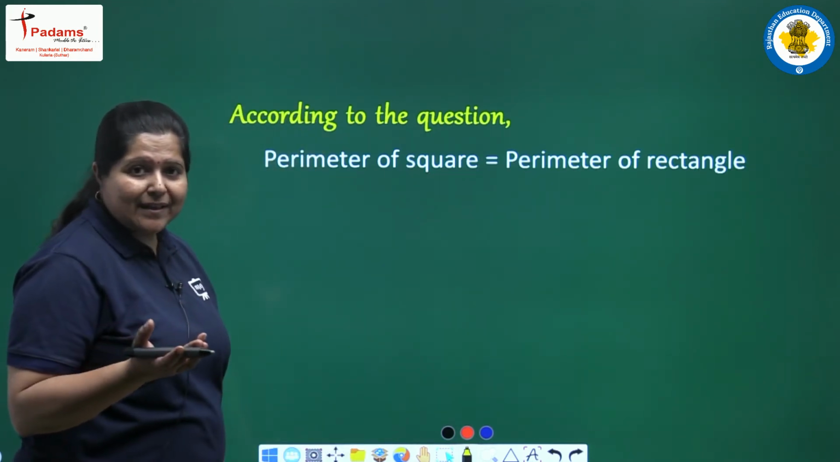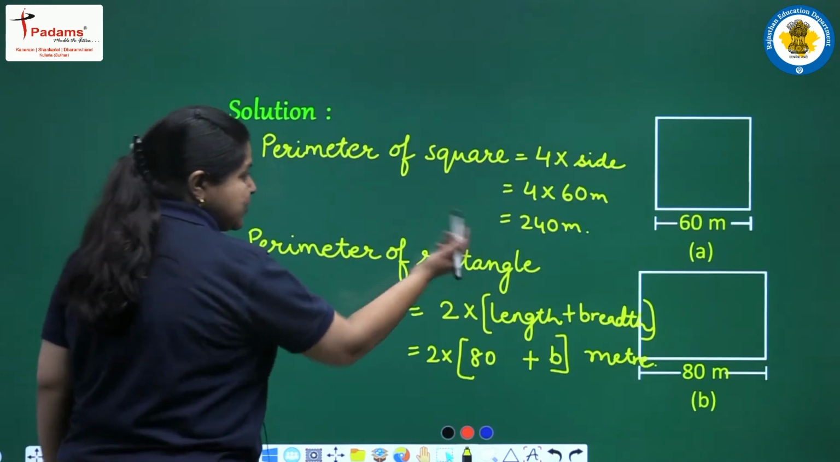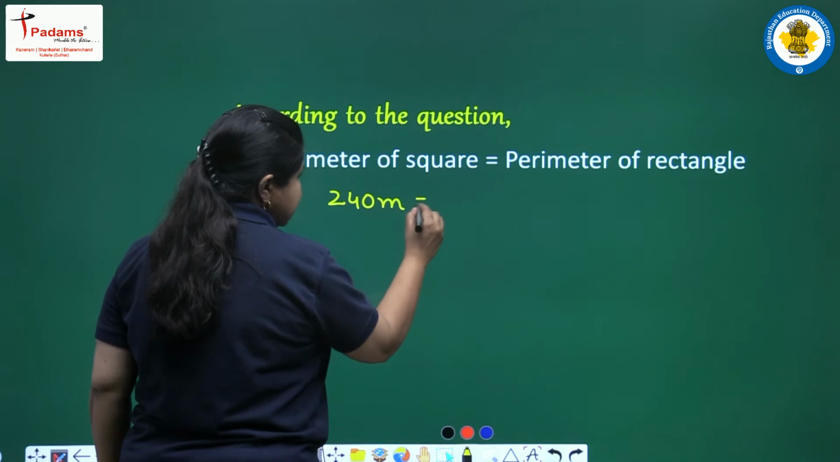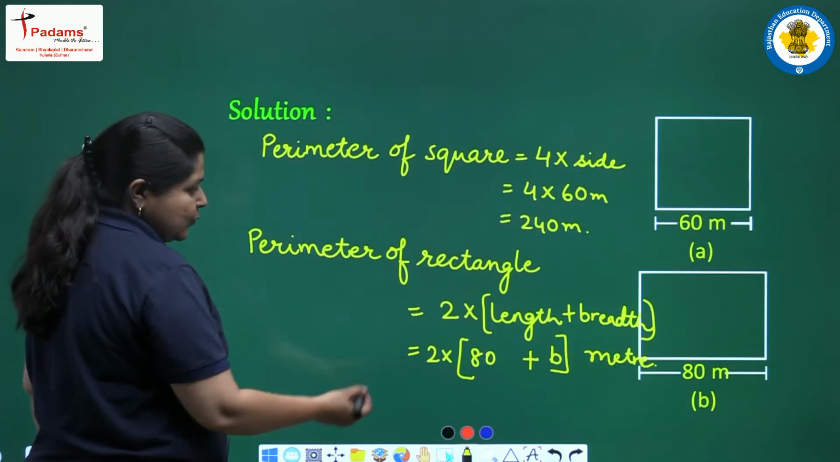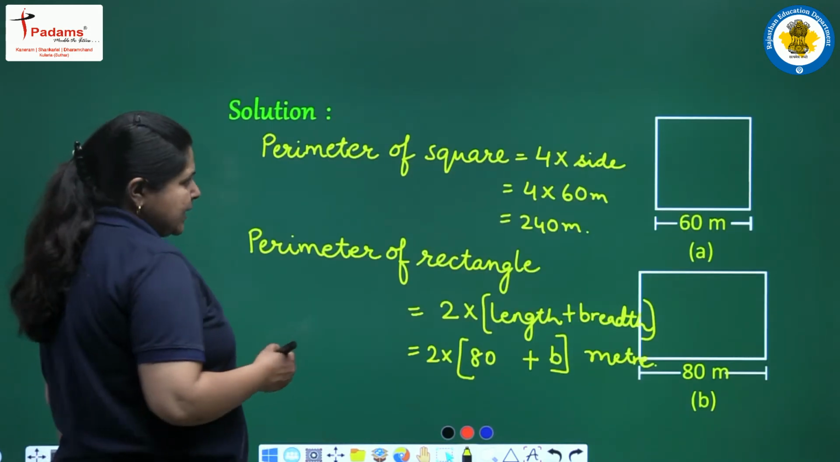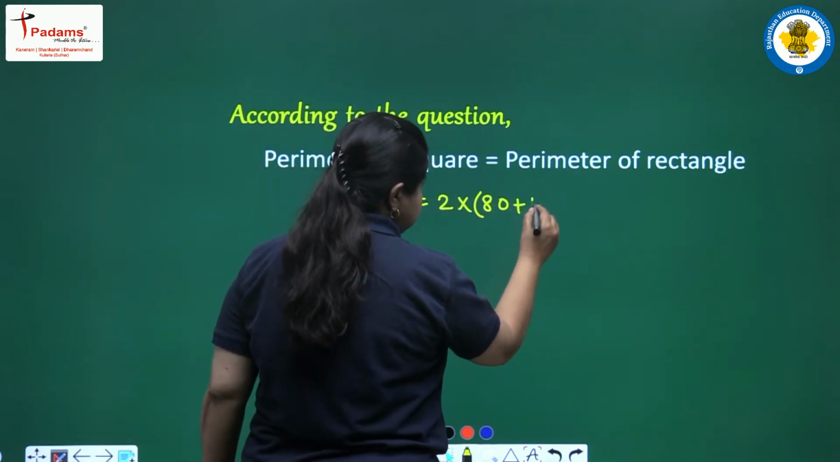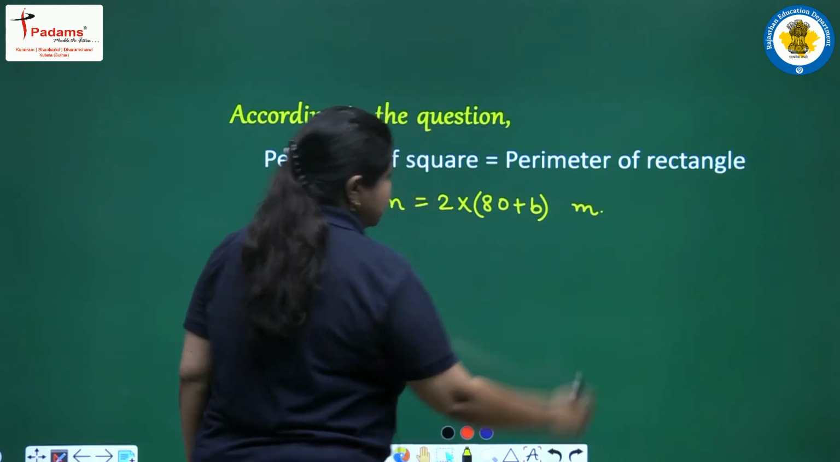Now according to the question, we have been given perimeter of square equal to perimeter of rectangle. तो दोनों को equate कर लेते हैं. Perimeter of square हमें मिला है 240 meters. So we write here 240 meters, and this is equal to perimeter of rectangle, which is 2 into 80 plus B. So here we write 2 into 80 plus B. This is again in meters.